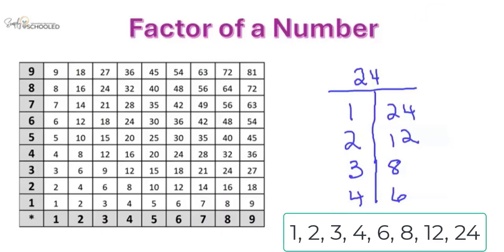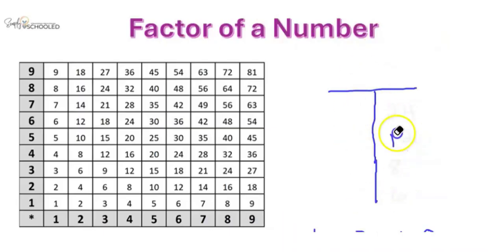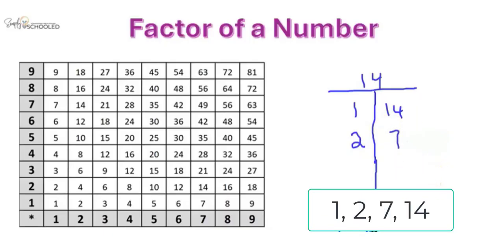Now, I want to show you that just because a number is large does not mean it has a lot of factors. So one more real quick, we are going to factor the number 14. Well, we know 1 and 14, and the only other multiplication problem is 2 times 7. So the factors of 14 are 1, 2, 7, 14.